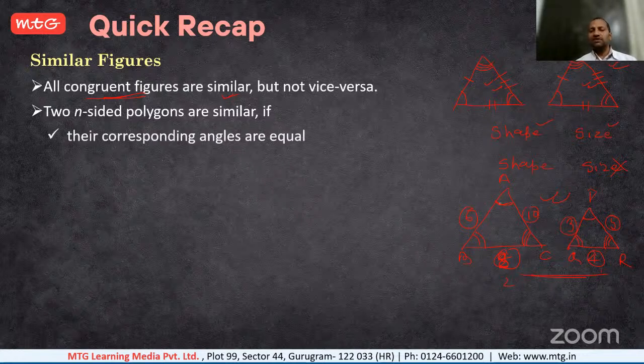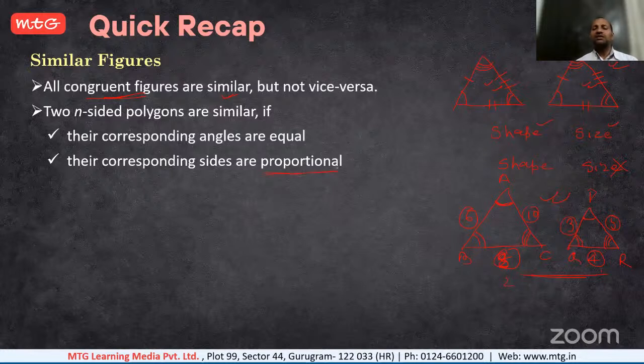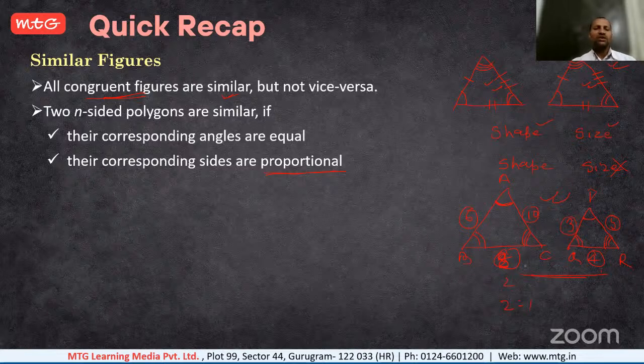Just now we discussed that figures are similar when their corresponding angles are equal, and their corresponding sides are proportional, meaning they are in the same ratio. Like here we have seen a 2:1 ratio, all sides are in 2:1 ratio, so their sides should be proportional, then only will they be similar figures.